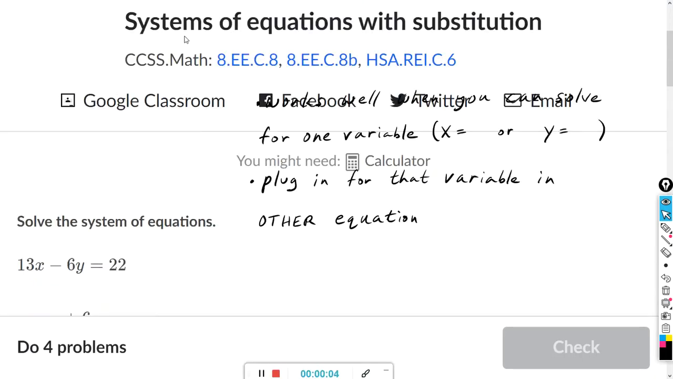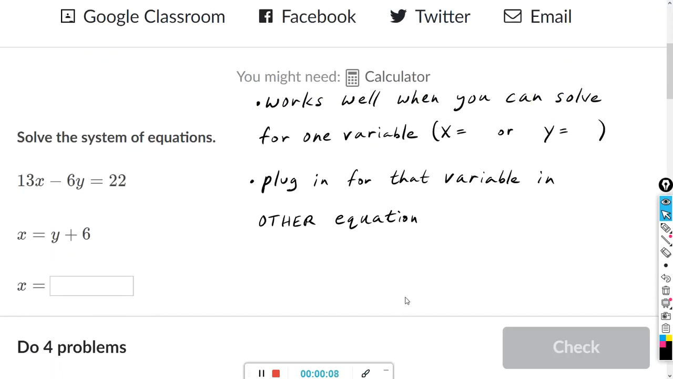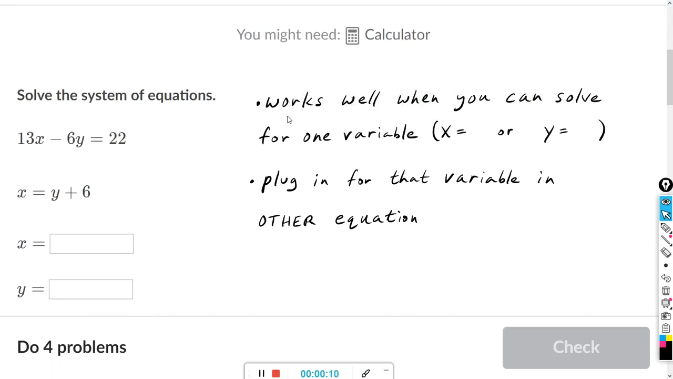This will be for the assignment on systems of equations with substitution. This method works well when you can solve for one variable. In other words, you'll usually get x equals something or y equals something. Now, it may not always be a number. You may get x equals some algebra expression, like we have right here. And what you want to do is plug in for that variable in the other equation.